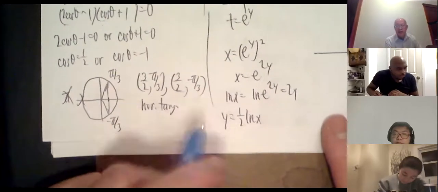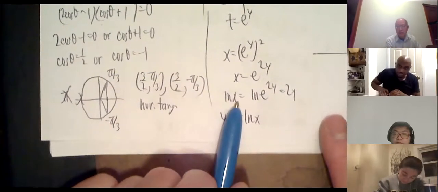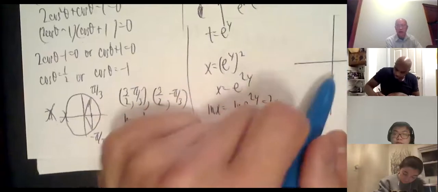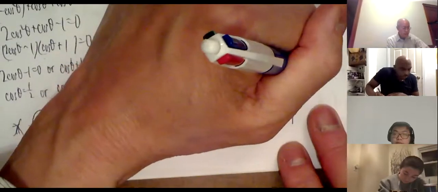Okay, so how does 1/2 ln x compare to ln x? It has the same general shape. It just doesn't go up as high, but it still will look like so.